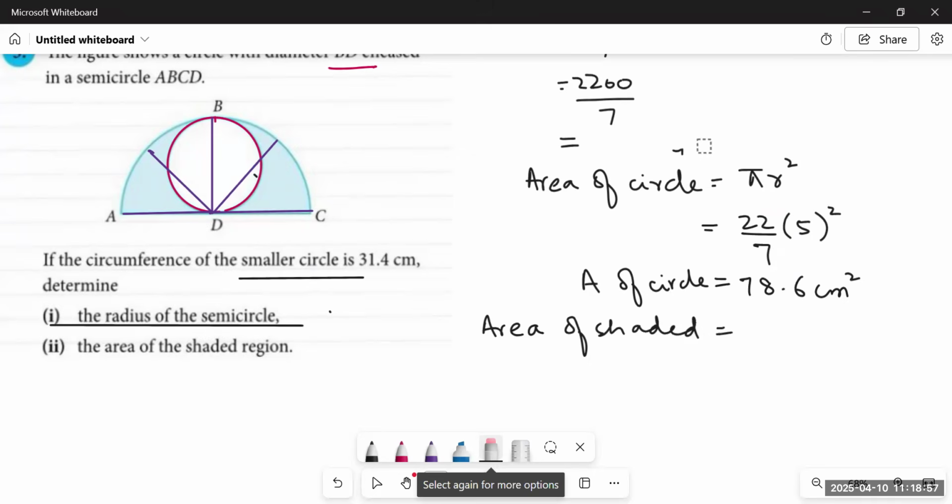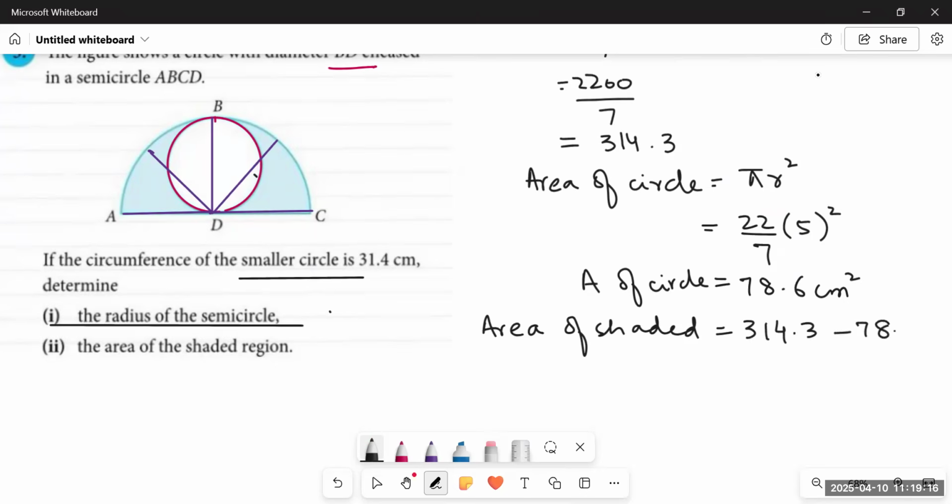Wait, the area of the semicircle was 314.28, or we can say 314.3. So we will simply subtract 78.6 from 314.3, and the final answer would be 235.7.